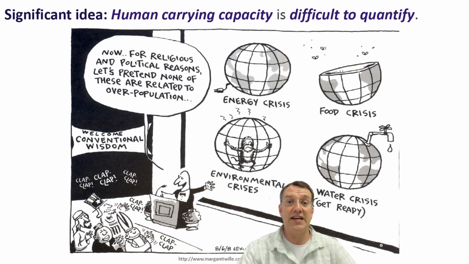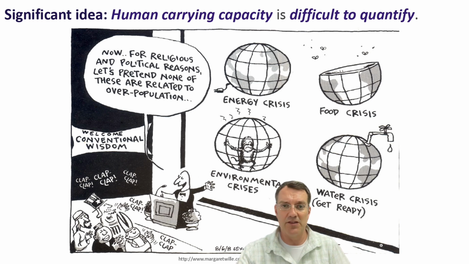A key significant idea for this topic is that human carrying capacity is difficult to quantify. Unlike other species, humans have complex impacts on Earth. As the cartoon shows, we can't simply ignore connections between population growth and environmental issues. This difficulty in measuring carrying capacity presents major challenges for environmental planning.